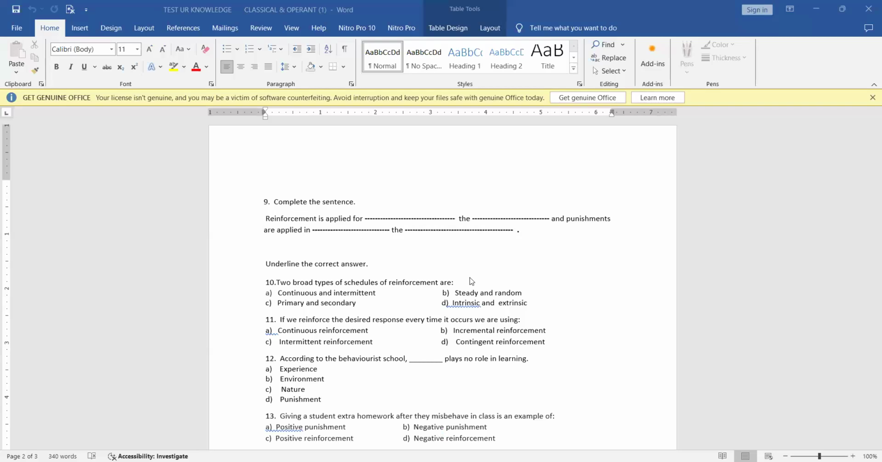If we reinforce the desired response every time it occurs, we are using what? It's also the first one, A, madam. What is it? I didn't get you.